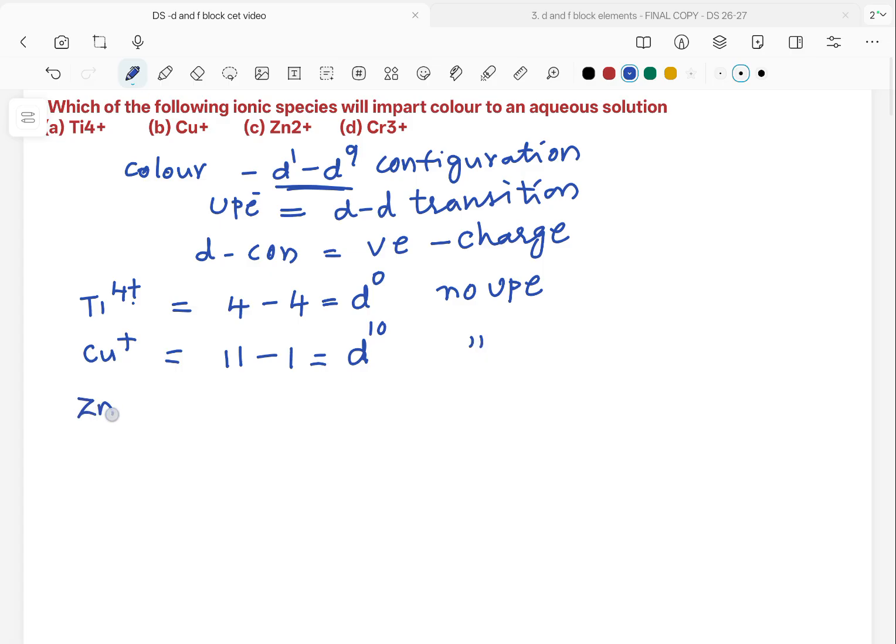The third option, Zn2 plus, has valence electrons 12. Its charge is 2, lost 2 electrons, end up with the d10 configuration again with no unpaired electrons.